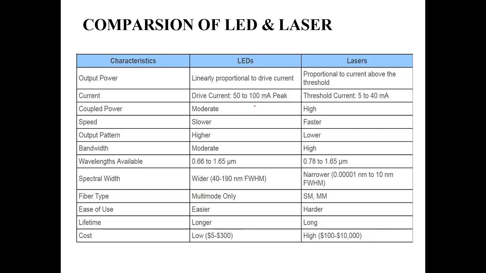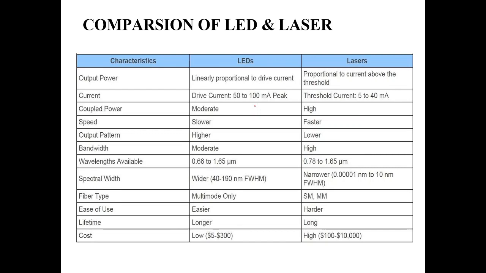Comparison between LEDs and lasers. For linear power, the output power is linearly proportional to the driver current, proportional to the current above the threshold value, and the driver current ranges from 50 to 100 microamps per peak. The threshold current for the laser goes from 5 to 40. The coupled power is moderate for LEDs and high for lasers.